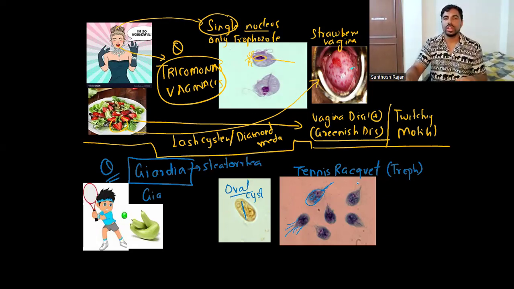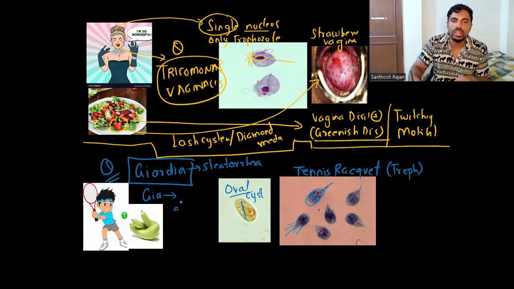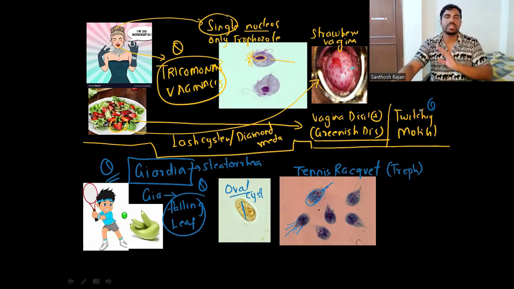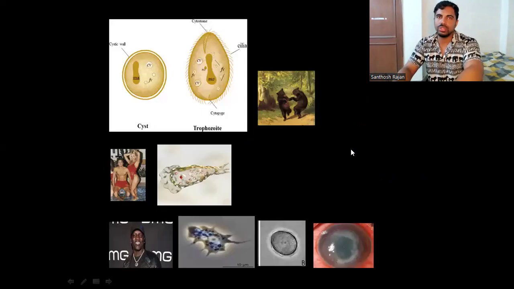Okay. One more thing, you know, what is the motility? He is hitting the Gia, no? So Gia will fall down. So falling leaf motility. Trichomonas vaginalis twitches, but your Giardia, the tennis racket hits, so it falls down. So falling leaf motility. Very, very simple. No mistakes allowed here. Okay, I'm sure you're not going to make any mistake. I'm sure, damn sure.